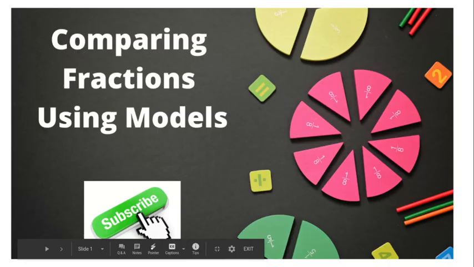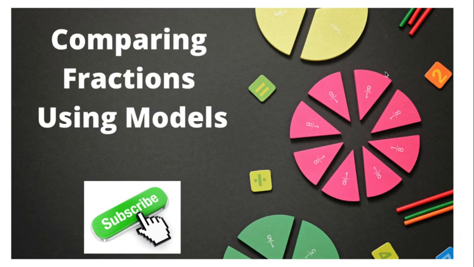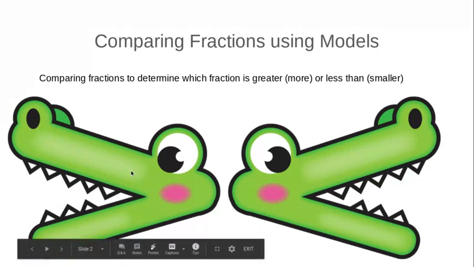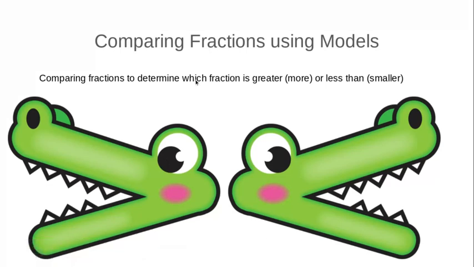Hello. All right, so today we're going to talk about comparing fractions using models, okay? So, comparing fractions using models, we use the symbols, right? These are alligator symbols, but we use the math symbols that represent this, just like we do when we are comparing numbers, right? And when we compare them, we're trying to determine which fraction is greater, which is more, or less than, that is smaller, right?